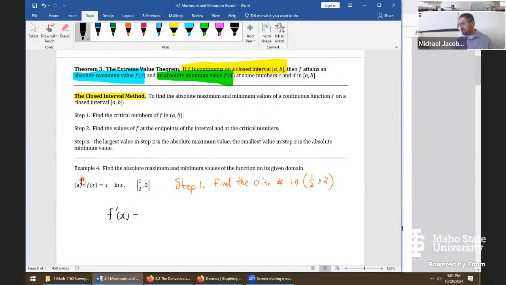F prime of x will be first the derivative of x, turning into a 1, minus, here's our last section into play. The derivative of the natural log of x is just a 1 over x. So we're getting along our steps on this. After you calculate the first derivative to get the critical numbers, you take this step. We're setting the whole equation equal to 0 and solving.